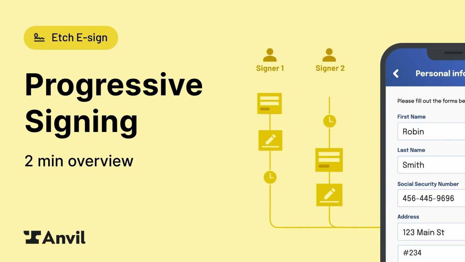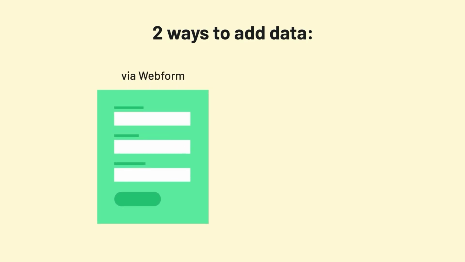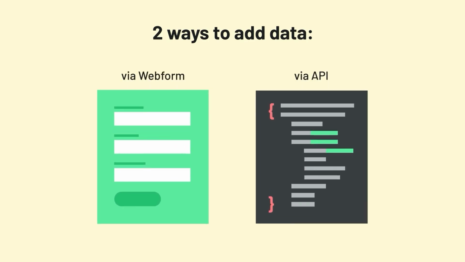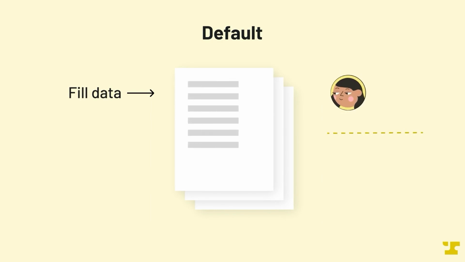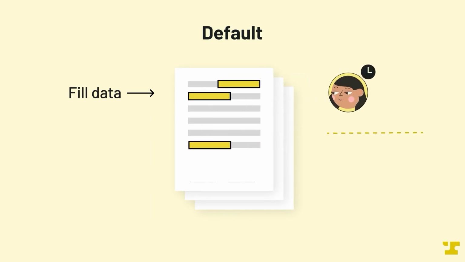Anvil gives you two ways to fill a PDF with data, via web form or via an API call. In today's video, we'll be using a web form to illustrate progressive signing. By default, each user will need to fill data in a document before either of them can sign. That often means most users interact with the flow twice, once to fill it and then again to sign it.